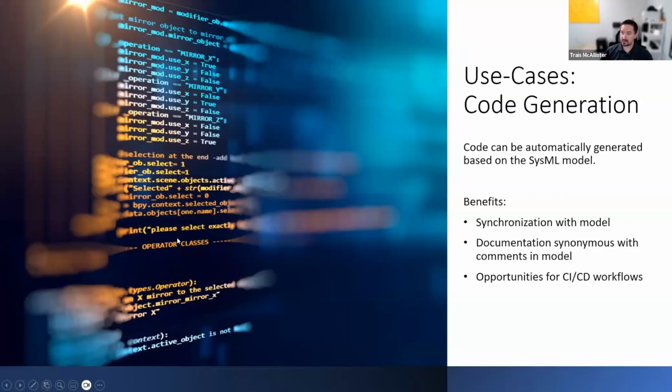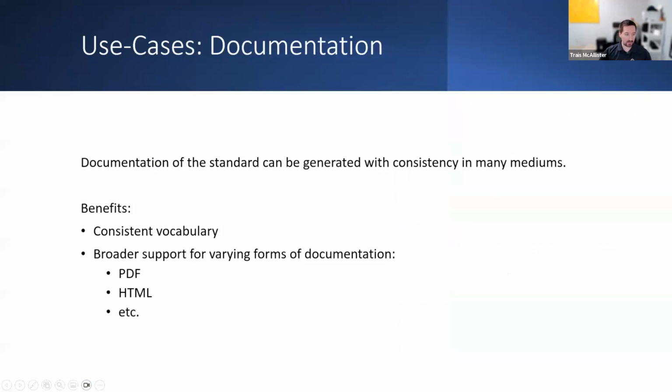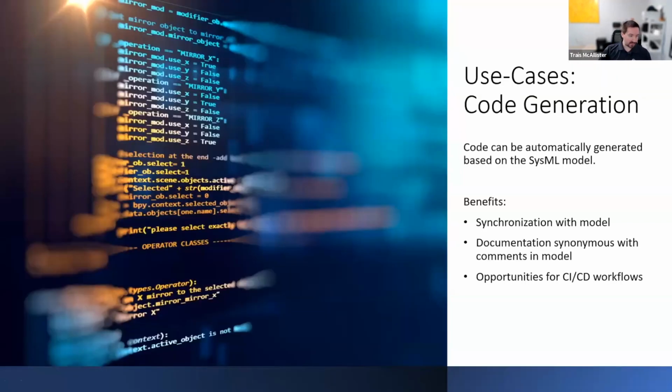Some use cases with regards to uses of the transpiler can include code generation. This is probably the primary use case for using a transpiler. If you want to write code that is synchronized with the SysML model, which is what the standard is written as, then you can use the transpiler to convert that representation of the standard into whatever code you want.